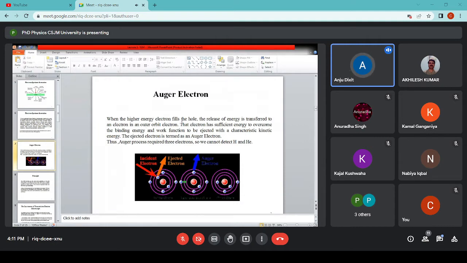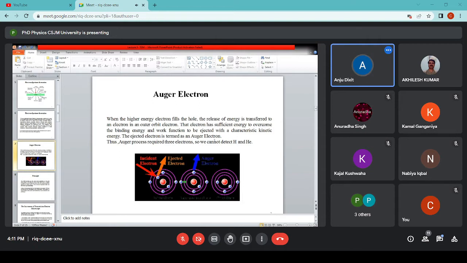So when a higher energy electron fills the hole, suppose this higher energy electron fills some hole. Suppose the electron is going from K to L shell, and then from L to K shell, it is just filling the hole. Then the release of energy is transferred to an electron in an outer orbit. So when an electron is coming back from L to K, some energy is released. And if this energy is transferred to an outer orbit electron, then that electron has sufficient energy to overcome the binding energy and work function to be ejected with a characteristic kinetic energy.